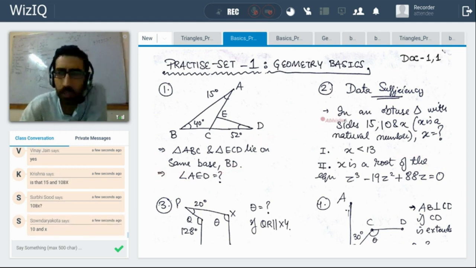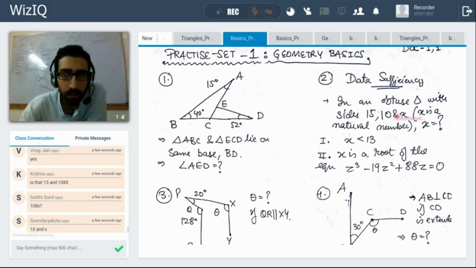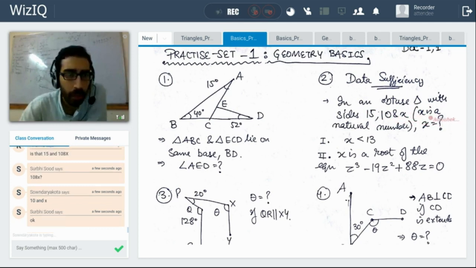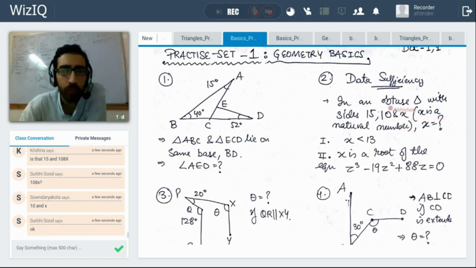No, it's 10 and x. Of course. In an obtuse triangle with three sides 15, 10, and x, I hope you do remember the properties of an obtuse triangle. Yeah, c square is greater than a square plus b square.